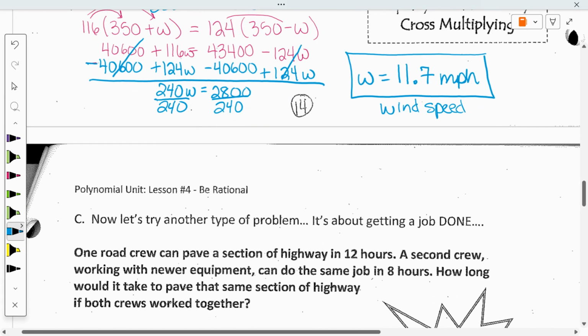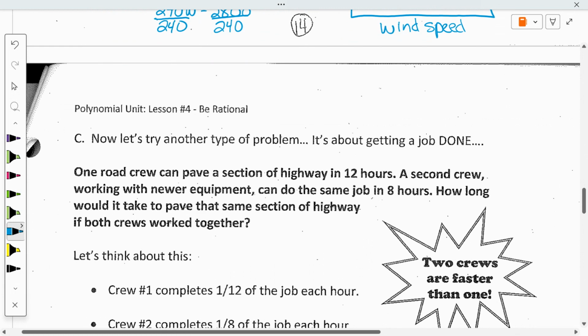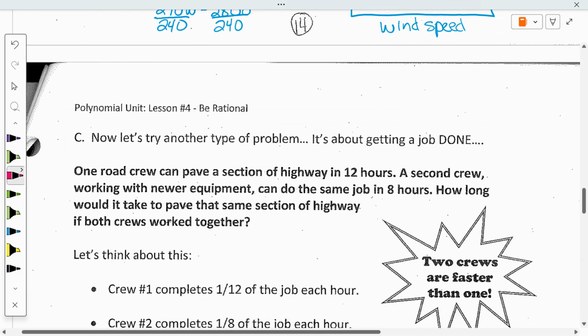Okay, next. Now let's try another type of problem. It's about getting a job done. These types of questions were on the EOC last year, and I didn't have a Math 3 class, but I know that they were on there last year, and they were on there the year before that when I did have a class.